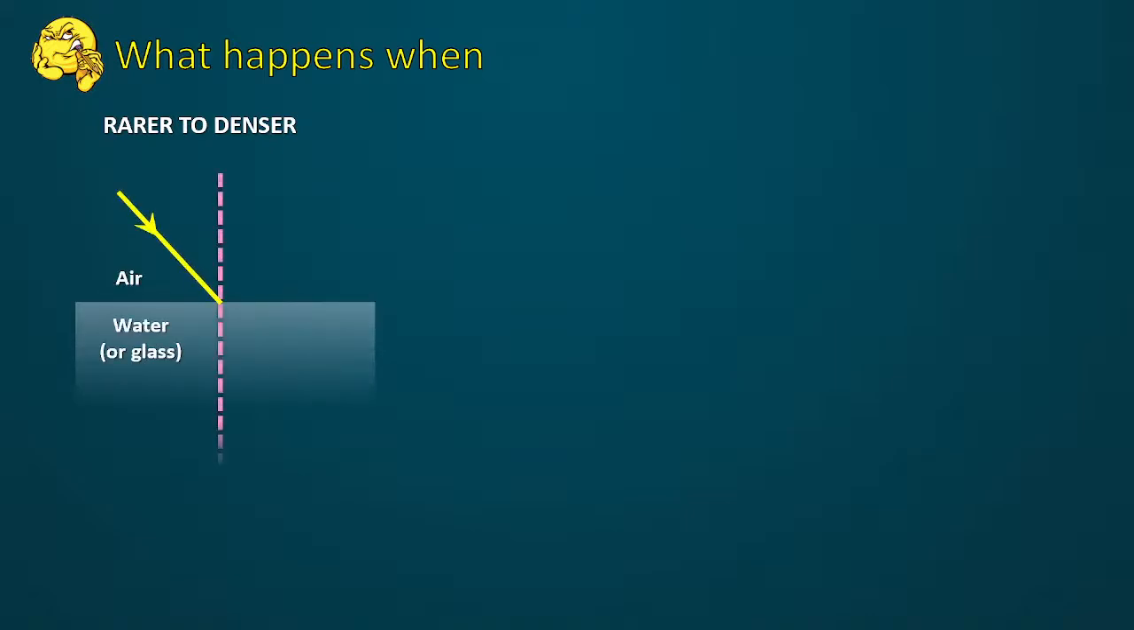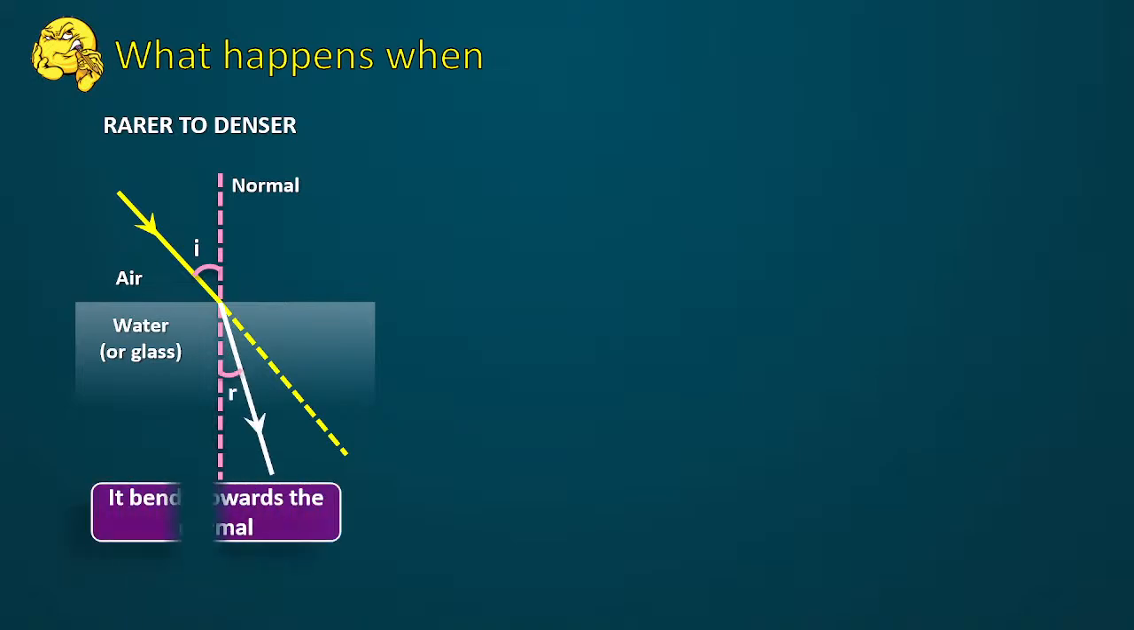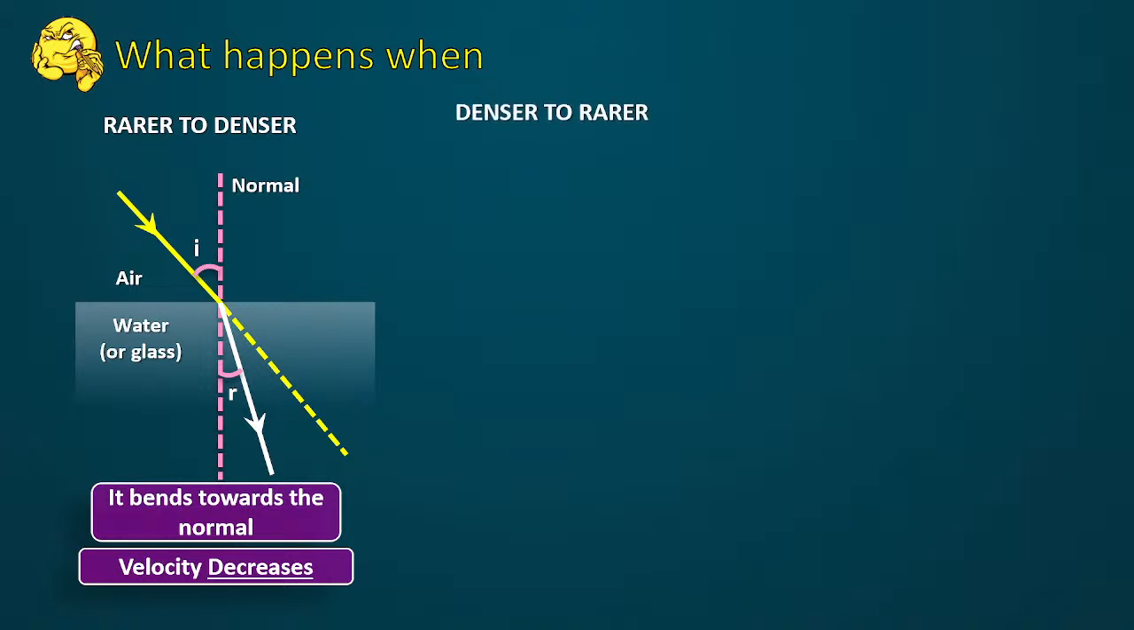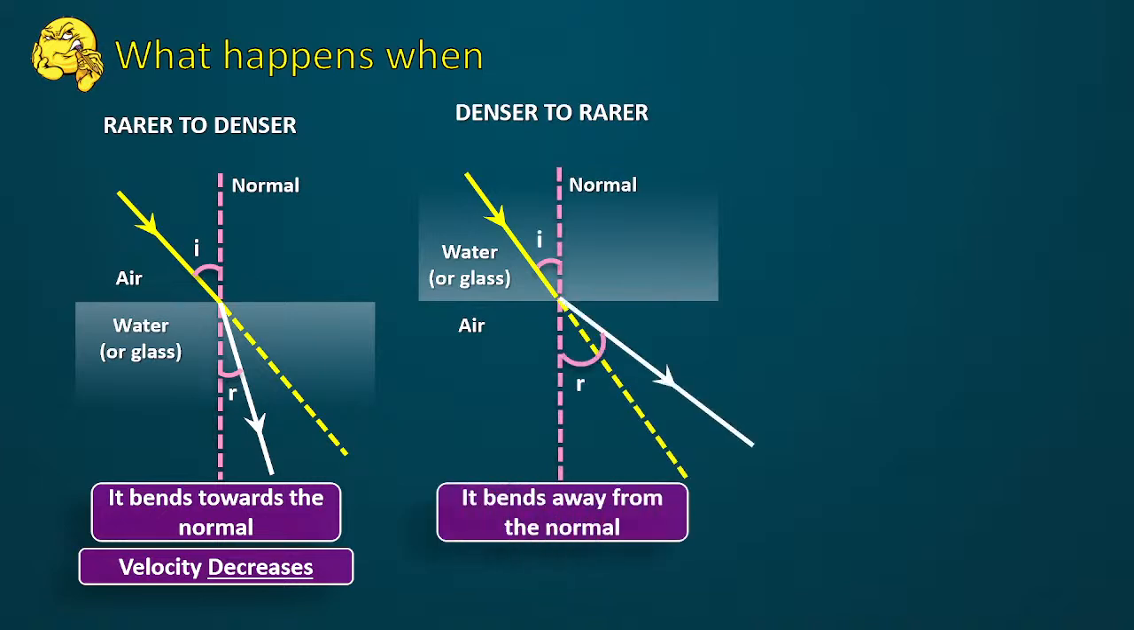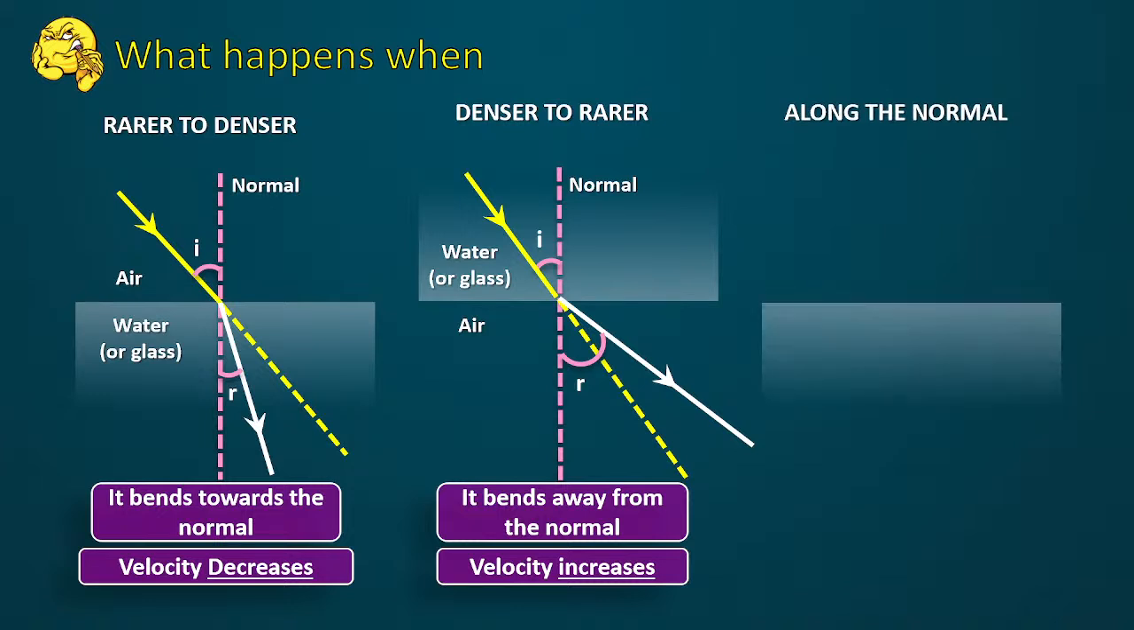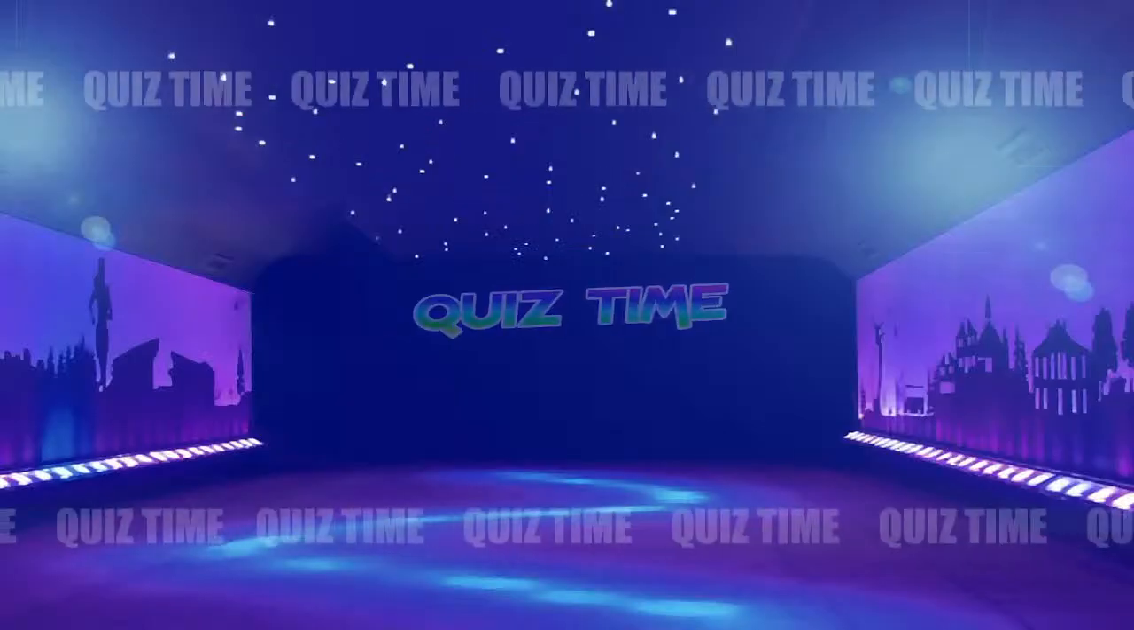What happens when rarer to denser? Tell me. The light will bend towards normal or away from normal? Check your answer. It bends towards normal. Velocity decreases. Next, tell me what happens in denser to rarer. This is water or glass to air medium, and the light is going away from the normal. So it bends away from the normal. Now tell me what happens along the normal line. It remains the same. It passes undeviated.